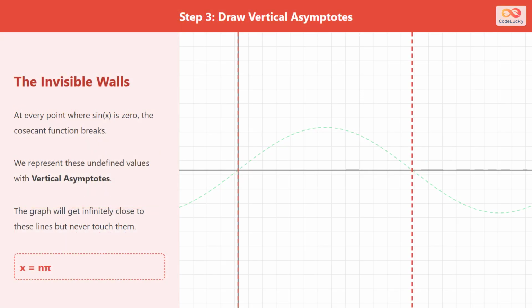At these undefined points, we draw vertical dashed lines called asymptotes. Think of these as invisible walls. The cosecant graph will get extremely close to these walls, shooting up towards positive infinity or down towards negative infinity, but it will never actually touch or cross them.